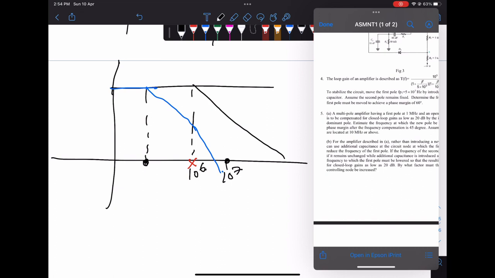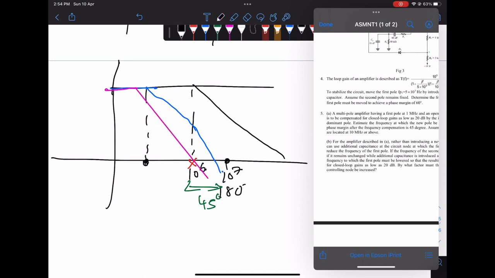In the second part, it's given that we required a phase shift. So for getting a phase shift, what's the idea? There is one pole, and a second pole. So at 10 to the power 7, 180 degrees there. So for getting a 45 degree phase shift, the gain plot, or the Bode plot, should cross the x-axis at 10 to the power 6, so that we can get a phase shift of 45 degrees.